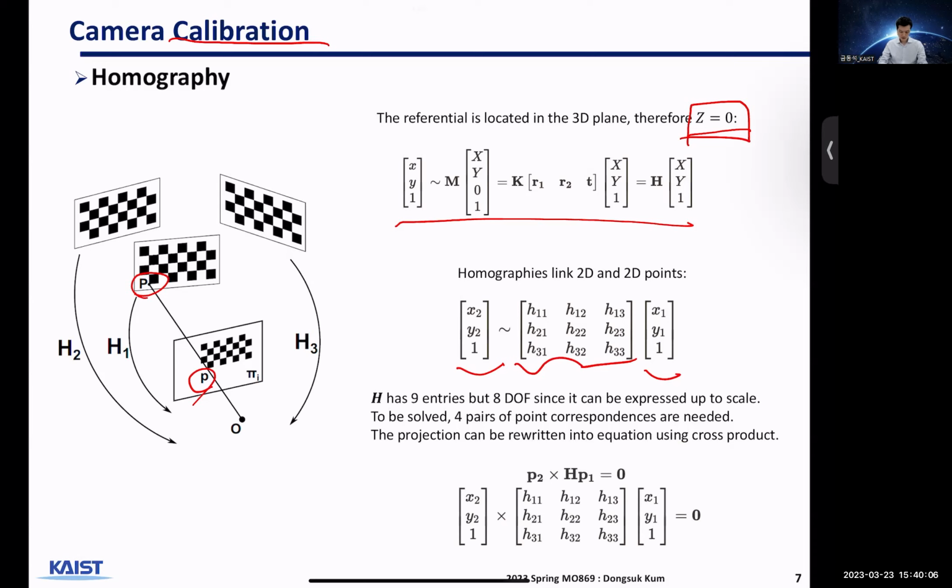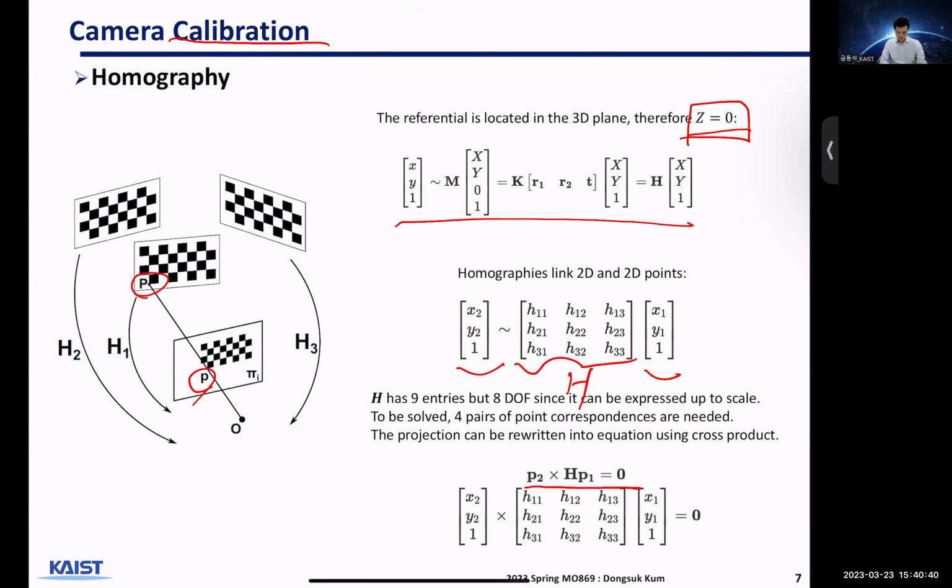If we take a look at this equation and the description, capital H, this matrix has 9 entities, but has 8 degrees of freedom, since it can be expressed up to scale. In order to solve this, 4 pairs of point correspondences are needed. Projection can be rewritten into an equation using cross product as follows.